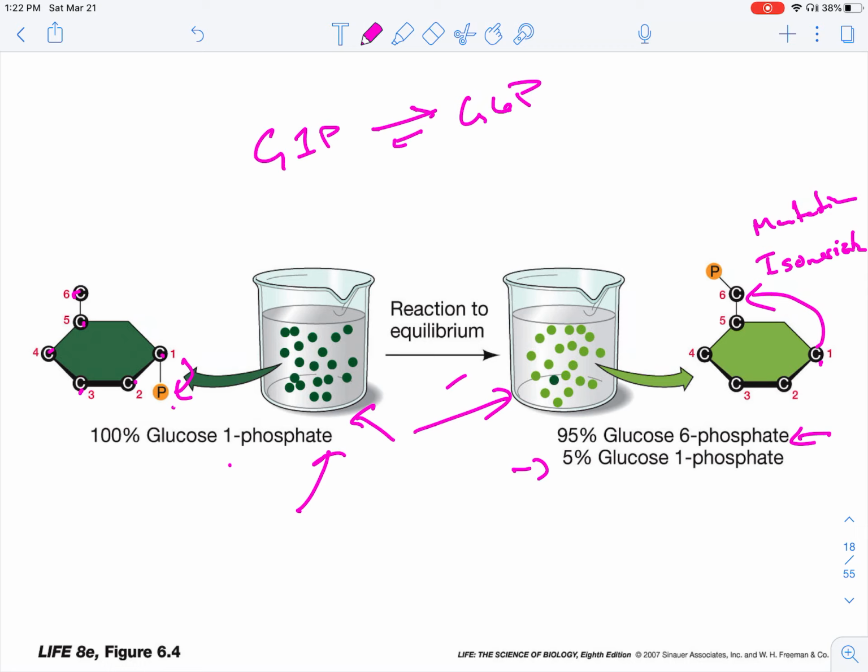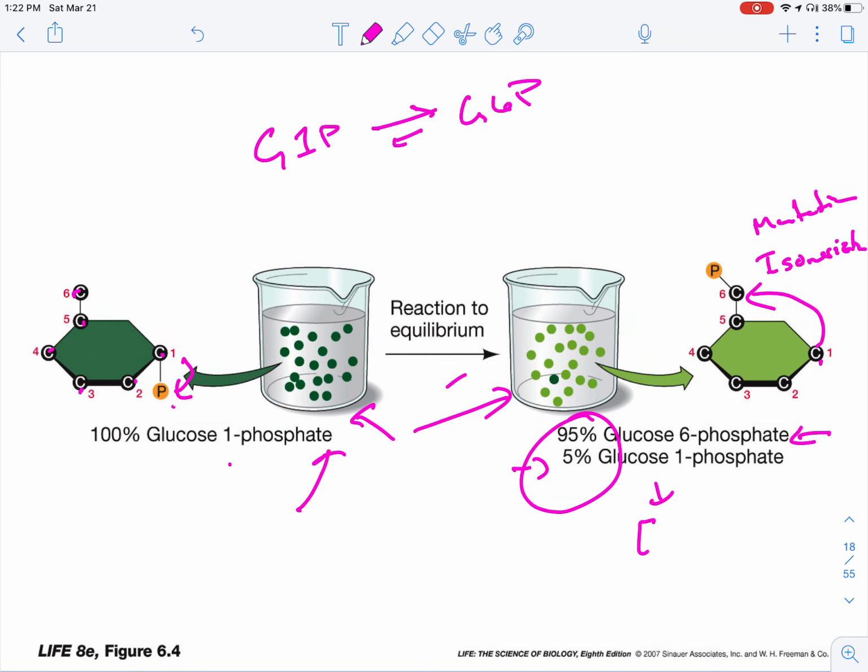So once it hits this ratio, we could leave this forever and it would never change from 95% glucose 6 phosphate and 5% glucose 1 phosphate. This is where we say that it is at equilibrium. Now, this is not to say that the individual molecules don't change, but whenever a glucose 1 phosphate switches to a glucose 6 phosphate, a glucose 6 also goes to a glucose 1. So it's at equilibrium, and we would never see a net difference once it's at that equilibrium.